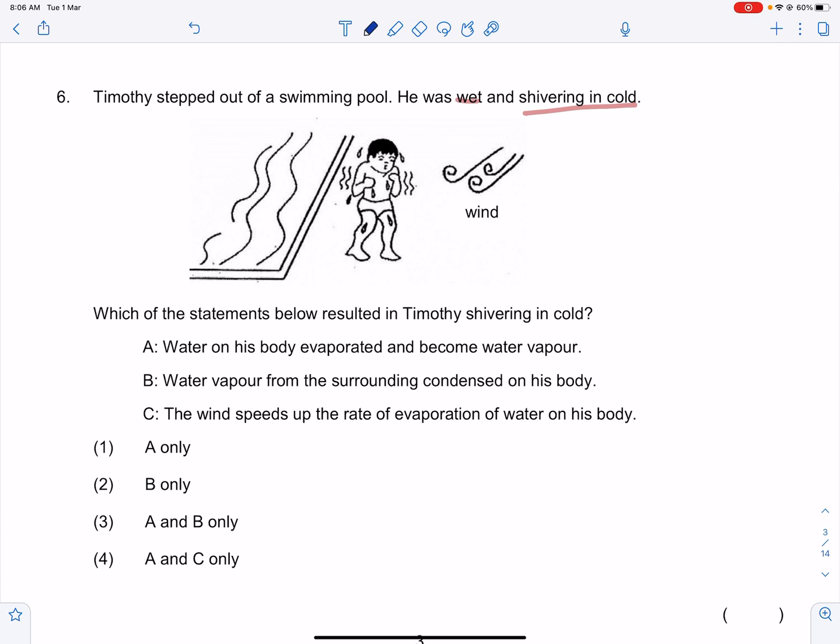Answer is correct. Why? Because when you evaporate, you need heat, right? So where did this heat come from? It came from his body. So when you take heat away, when the water draws heat from Timothy's body to evaporate, you're actually making him colder.